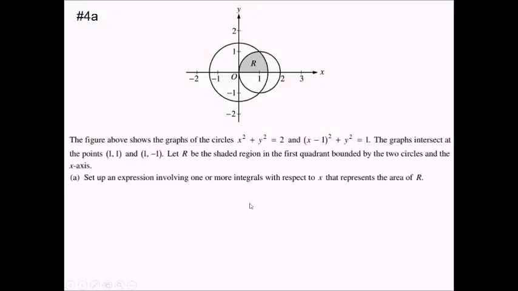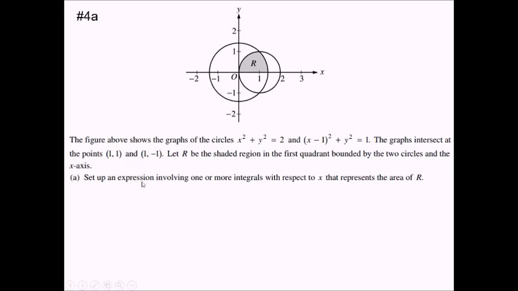For this no calculator free response problem, we have a figure with a couple circles in it. This big circle here at the origin is x squared plus y squared equals 2. And this shifted circle, this is the x minus 1 squared plus y squared equals 1 circle. And they're telling us these circles intersect at 1, 1 and 1, negative 1. R is the shaded region in here. We're going to be working with R now in the first part of this problem.